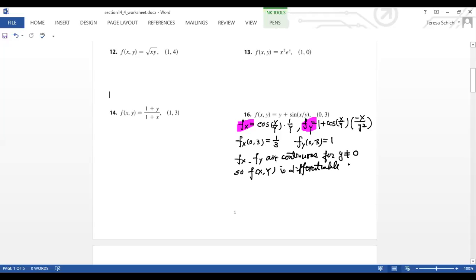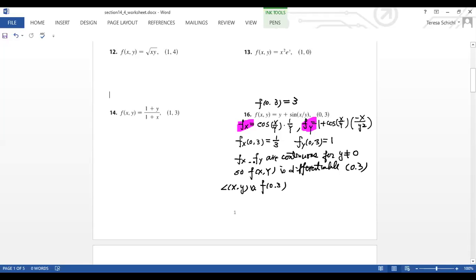So this one is differentiable at (0, 3). Okay, so now what are our linear approximations here? The linear approximation will be very similar to what? f of (0, 3), right? So when you put (0, 3) here, x equal to 0, y equal to 3, this will be 3, right?